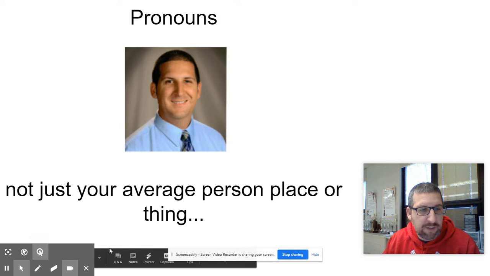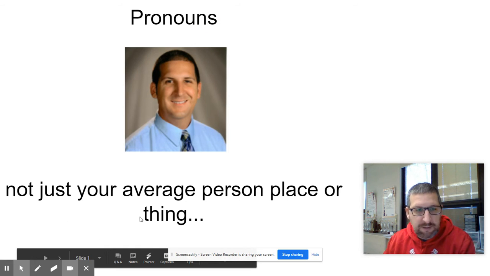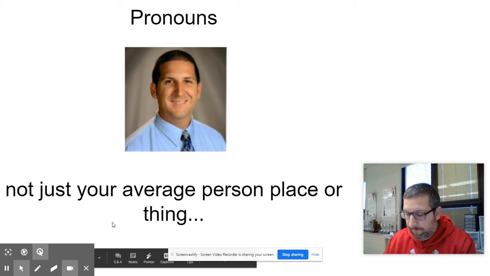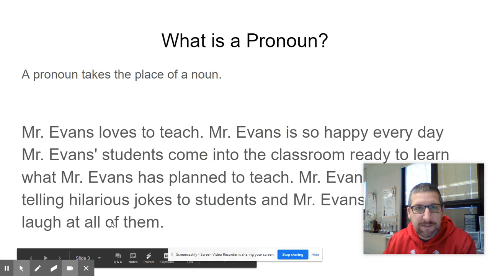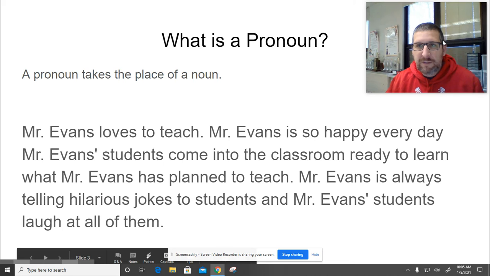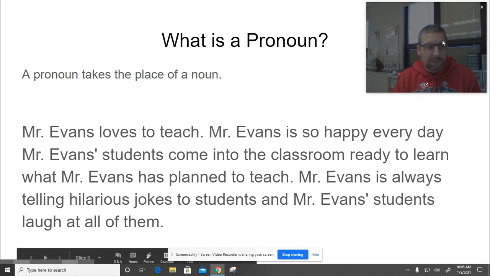So pronouns, basically, what they do is they're not your average person, place, or thing. They're not a professional noun. Get it? Pro, noun, professional. Okay. Anyways, so what is a pronoun? A pronoun takes the place of a noun in a sentence. So let's read this paragraph.